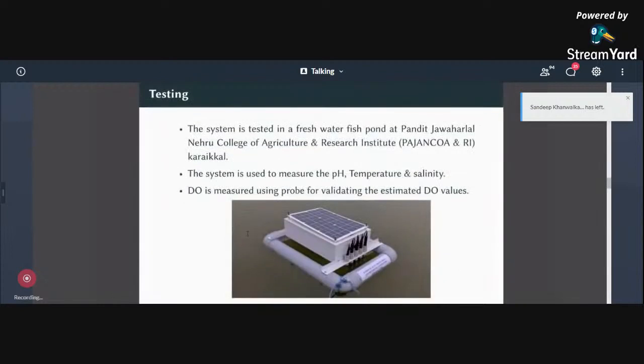Next. So this is the system which we have developed, and we have tested it in the freshwater fish pond available in Pajanko. This is an agriculture college near my institute. The system is used to measure the pH, temperature, and salinity by using the sensors, and the other parameters like DO, conductivity, and TDS are estimated by using interdependency relations, which are implemented in the microcontroller. Next.